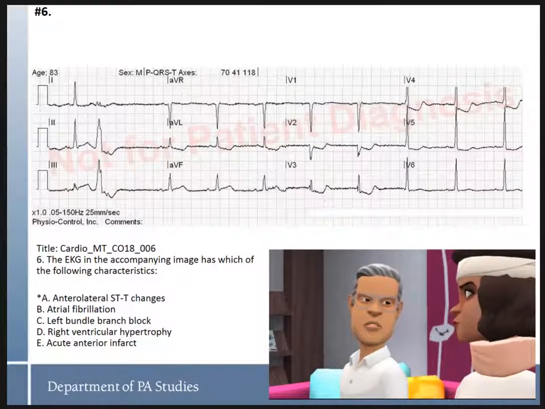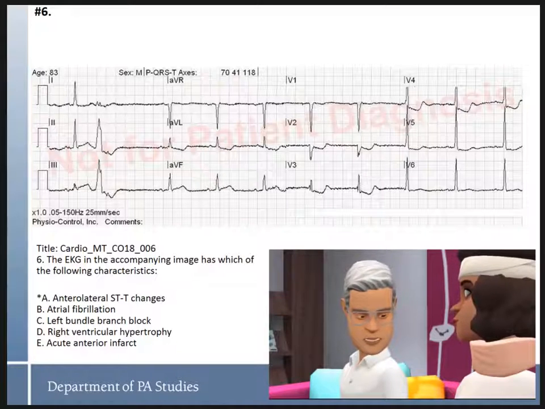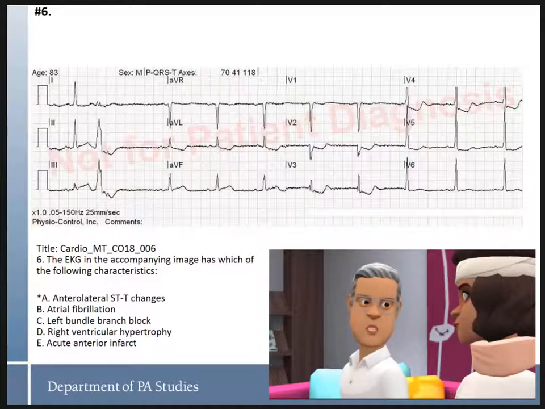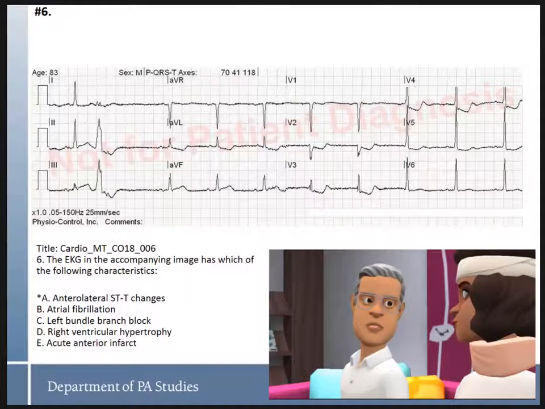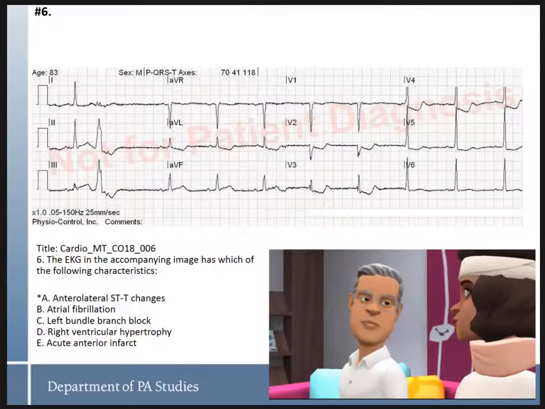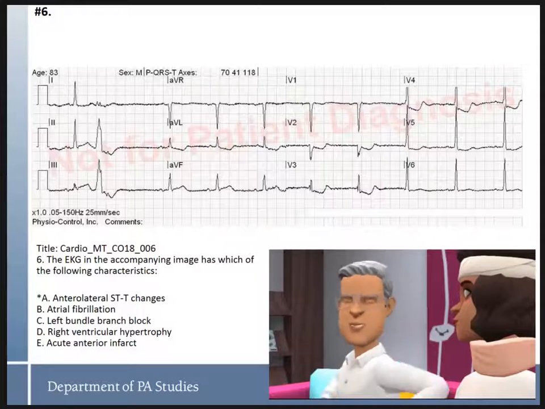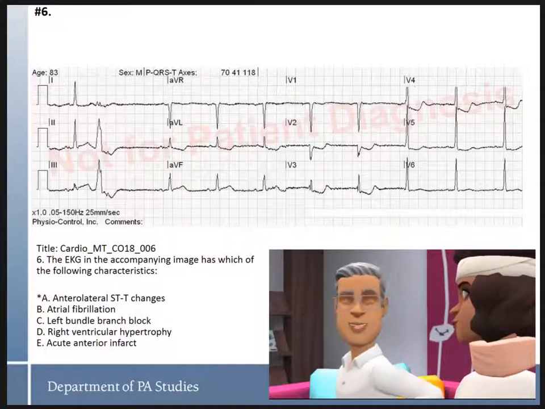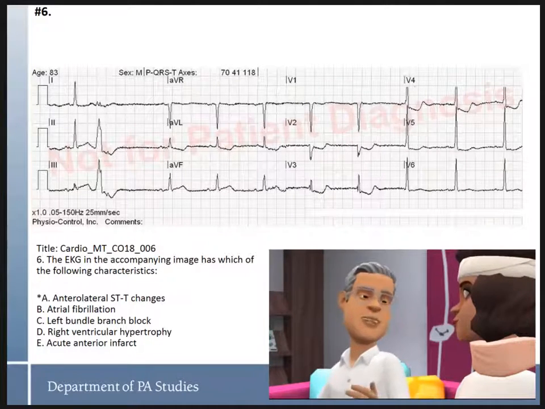Yes, as you can clearly see on this one, the underlying rhythm is way too regular to be atrial fibrillation. The QRS of the underlying rhythm is narrow, so you can't call left bundle branch block. Right ventricular hypertrophy would have a large R wave in V1, and there's ST depression and some T wave inversion in the anterior and lateral leads, so you don't call it an acute anterior infarct. That would require you to see ST elevation. Therefore, it must be anterolateral ST changes. See the ST depression in V2 through V5 and AVL.